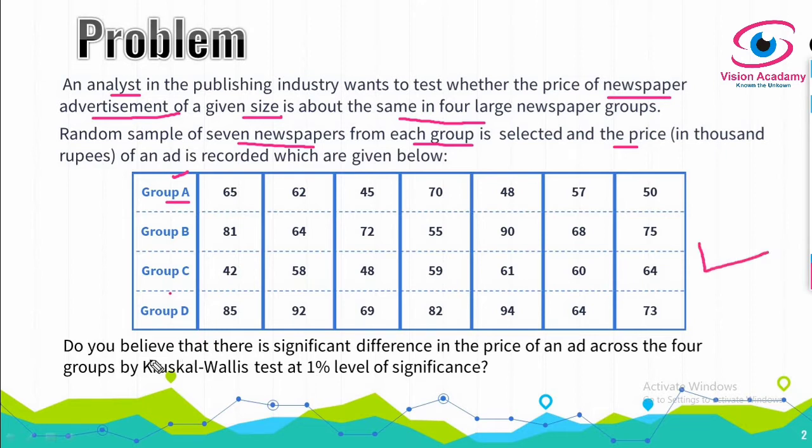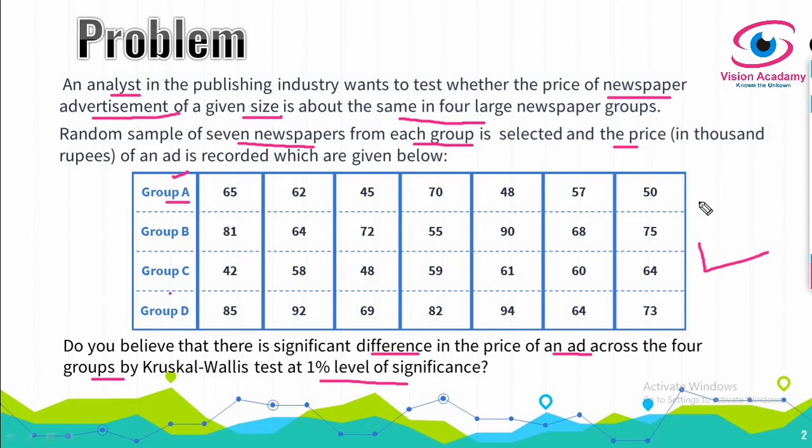So based on this, we have to derive: do you believe that there is a significant difference in the price of an ad across 4 groups by the Kruskal-Wallis test at 1% level of significance? So here we want to test whether there is any significant difference in the price of an ad across four groups using the Kruskal-Wallis test at 1% level of significance.